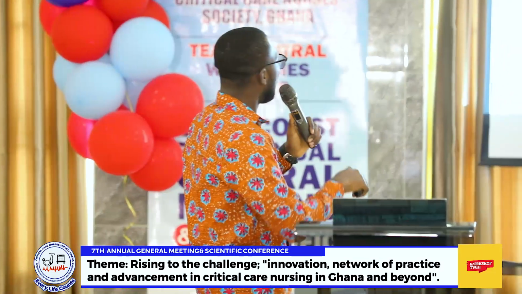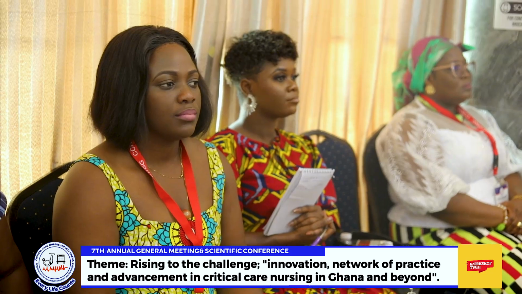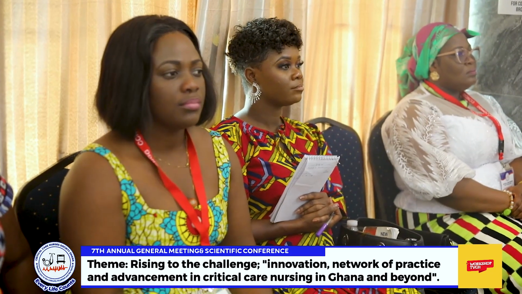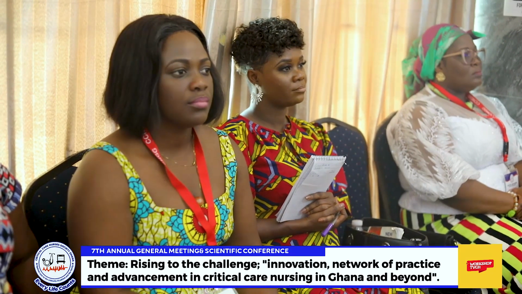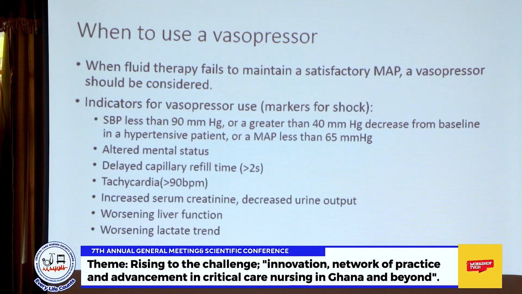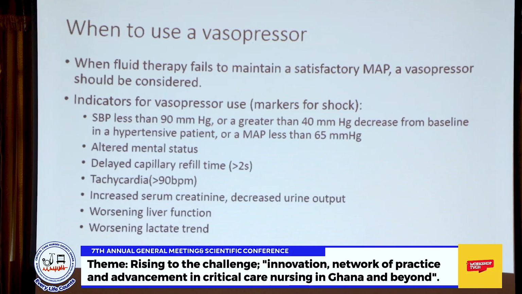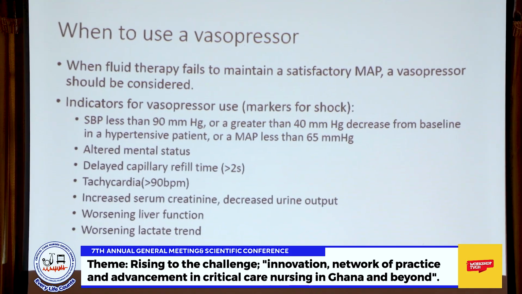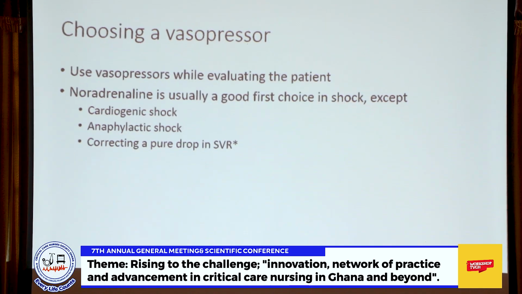All right, so typically, when do we use vasopressors? When you see signs of shock. And what are the signs of shock? Systolic BP less than 90, or a decrease of greater than 40 from a baseline, especially when the patient is hypertensive, altered mental status, delayed capillary refill time, tachycardia, decreased urine output. I believe we all already know this, right? So when would we choose a vasopressor?